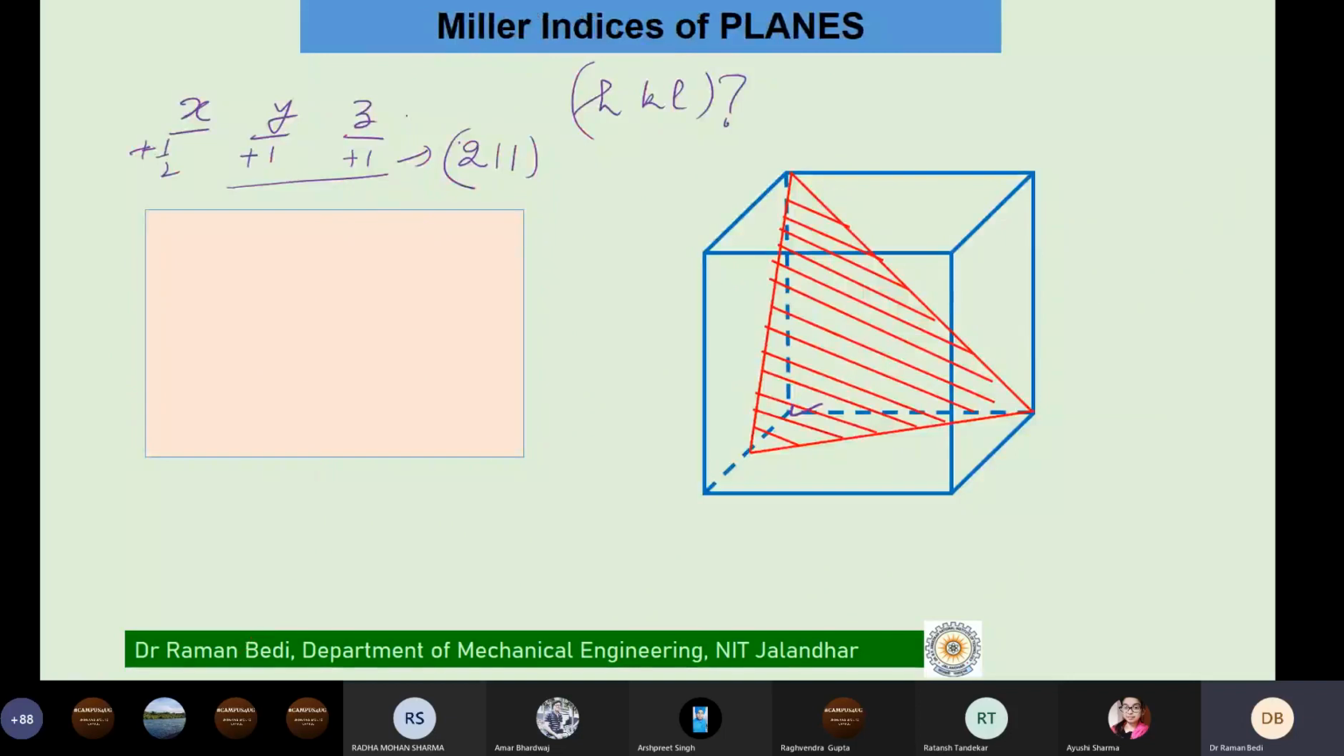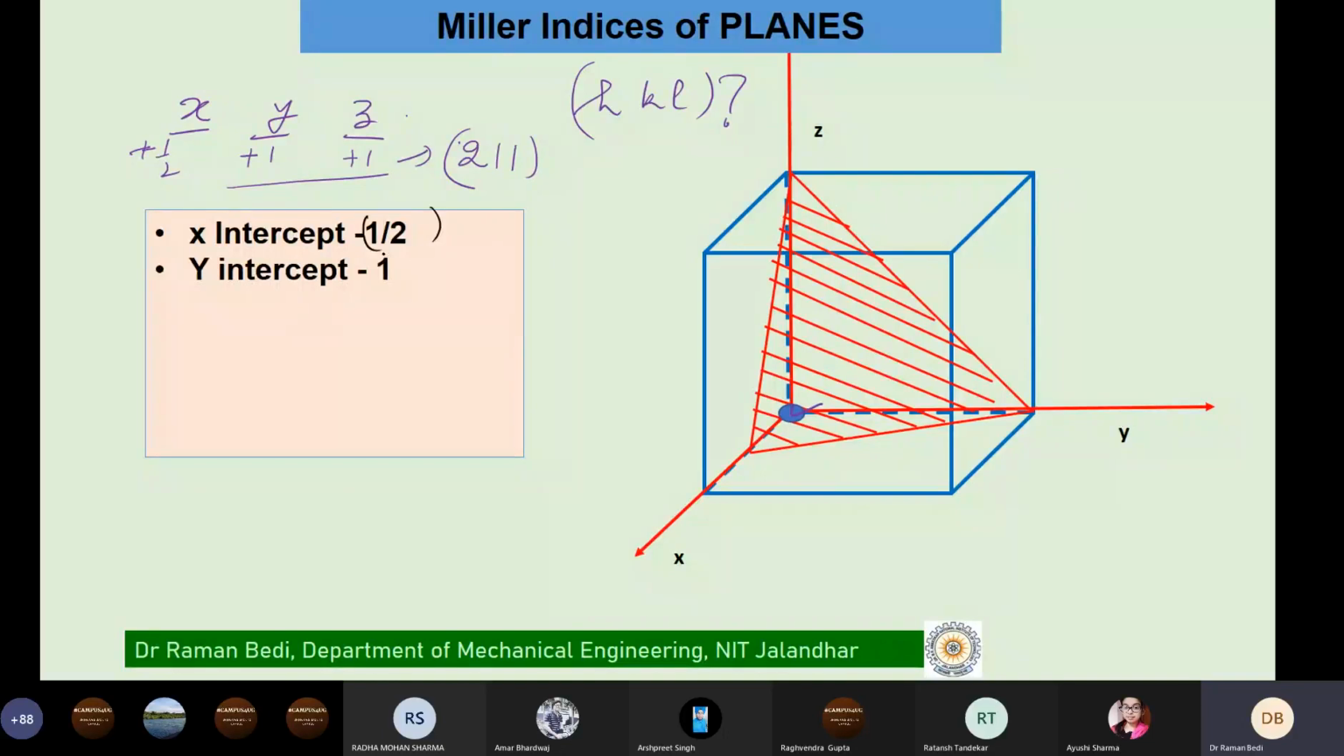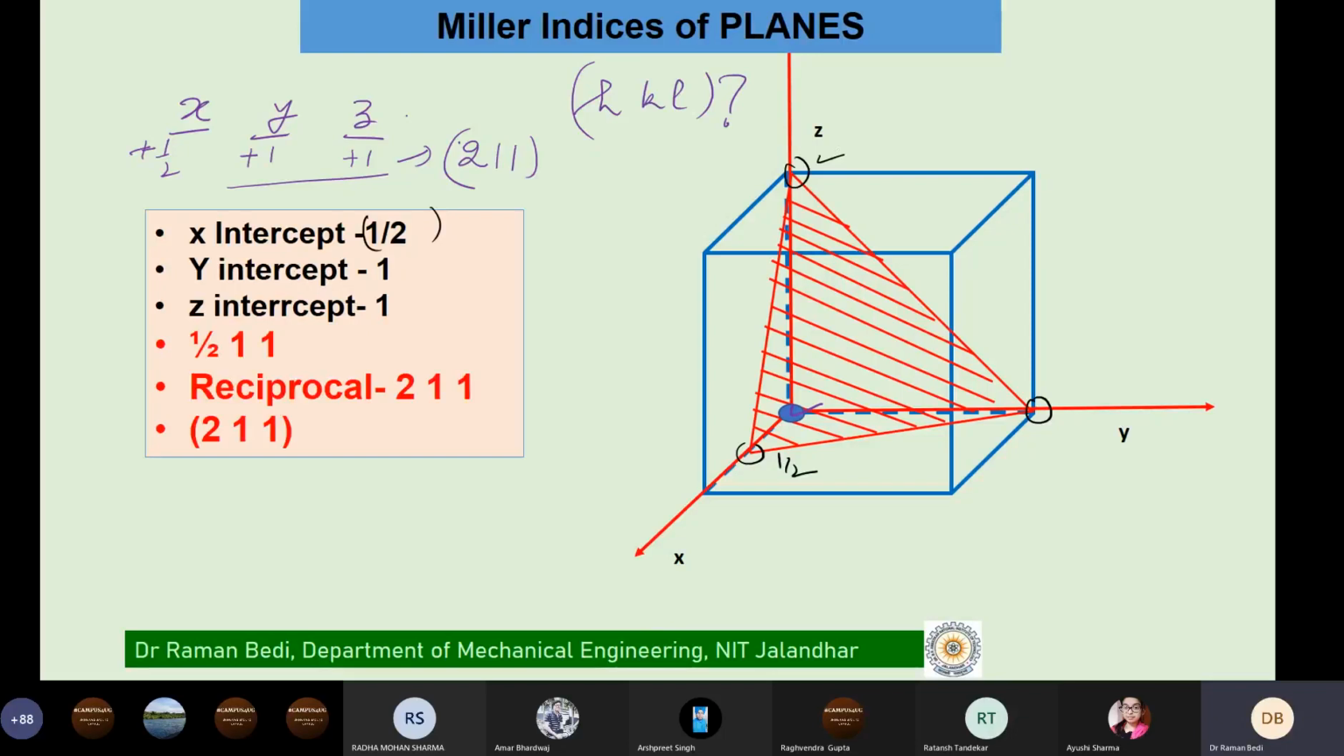And I have one more problem, which is a simple one. So I already indexed it here. Its intercept on the x is 1 by 2, so it is actually plus 1 by 2. Then its y-intercept is 1. So it has an intercept of half on x, 1 on y, and 1 on the z-axis. This gives me that the intercepts are half, 1 and 1. The reciprocal is 2, 1, 1. And the plane that is shown here right now in this figure is then indexed as 2, 1, 1. So this is how this plane will be indexed.